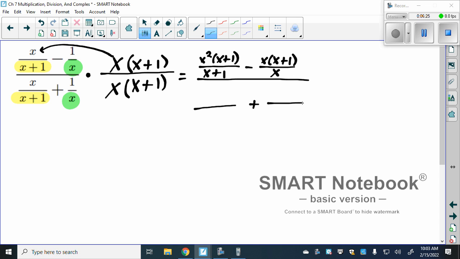In the denominator, again, we're going to have x times x plus 1 times x, which is just going to be x squared times x plus 1 over x plus 1. And lastly, x times x plus 1 times 1 is just going to be x times x plus 1.